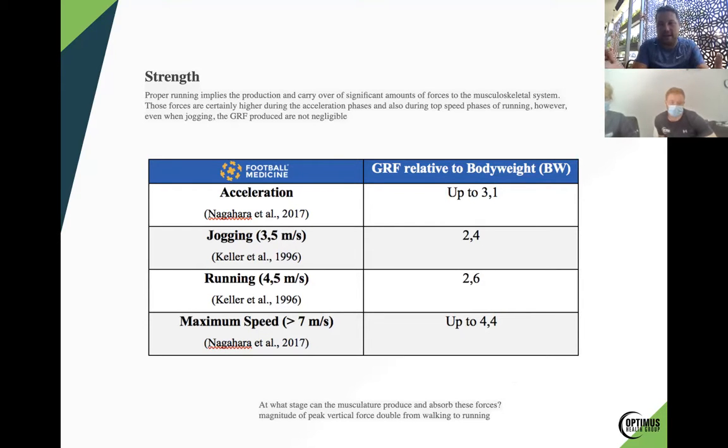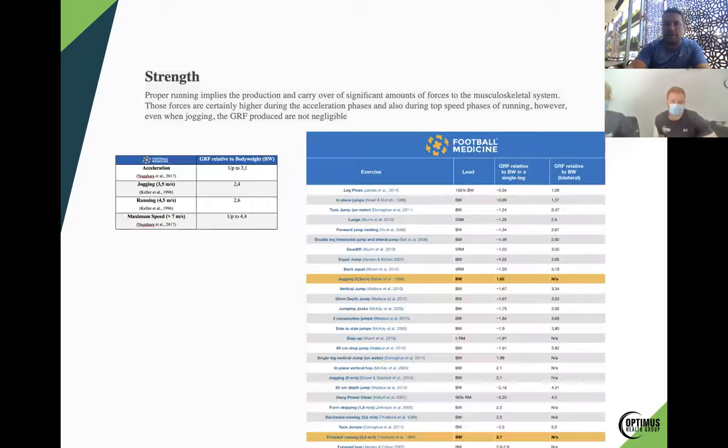Those are cool numbers, but what does it actually mean? So let's compare it to some other exercises, right? We're looking at the bottom orange bar here: forward running at 3.6 meters per second. What they've done is, the load being body weight, they have put it into a single leg, the ground reaction force relative to body weight. And the single leg is at 2.7 times body weight, right? And again, this is just an average. And what does that mean?